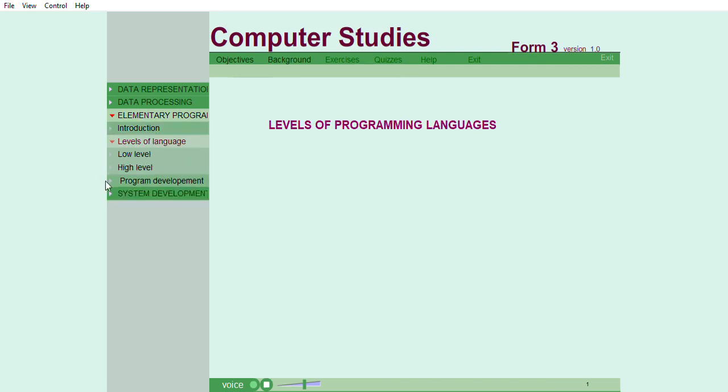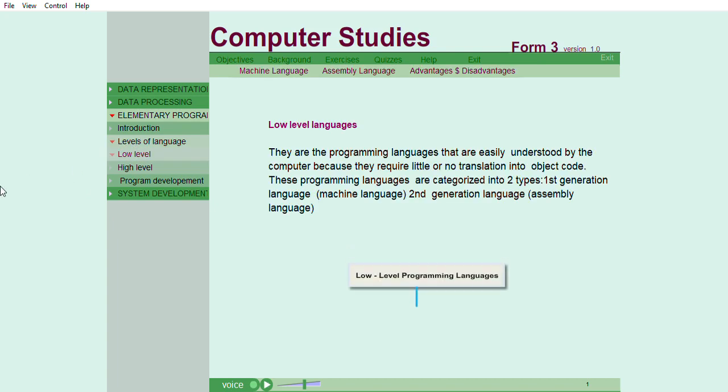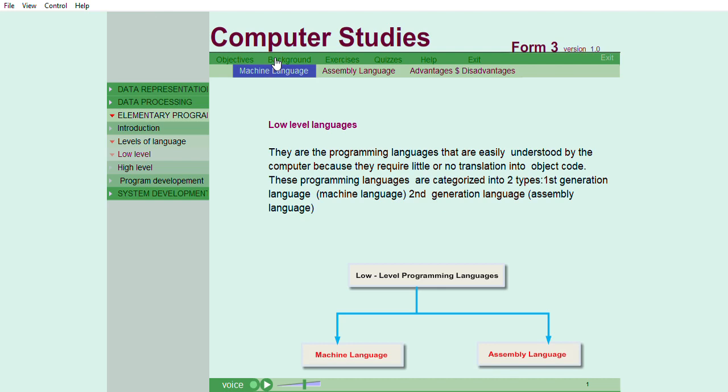Levels of programming languages. Low-level languages. They are the programming languages that are easily understood by the computer because they require little or no translation into object code. These programming languages are categorized into two types: first-generation language, that is machine language, and second-generation language, that is assembly language.